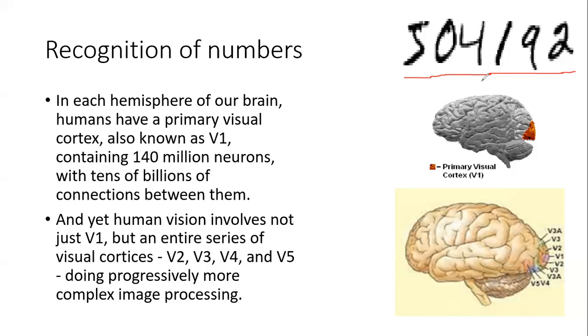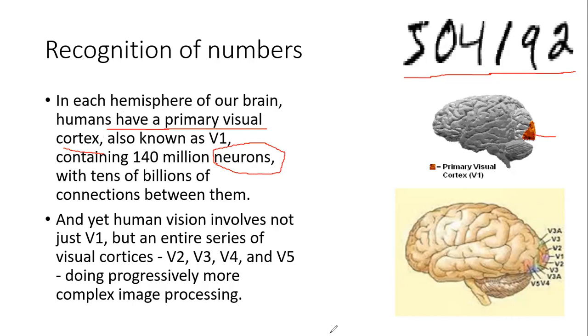I'm able to do that very quickly because our brain has two hemispheres, left and right. We have an area which is called the primary visual cortex, which is in fact V1. This is V1 here. This contains 140 million neurons. Okay, so that's from God, obviously. So 140 million neurons, what's a neuron? A neuron is a processing unit. It's like a very small computer.